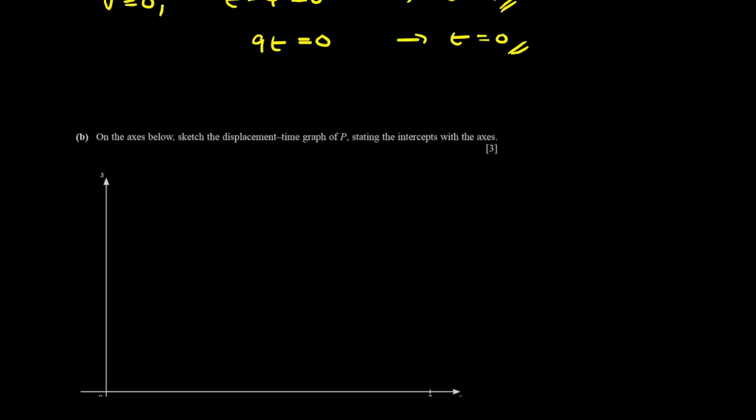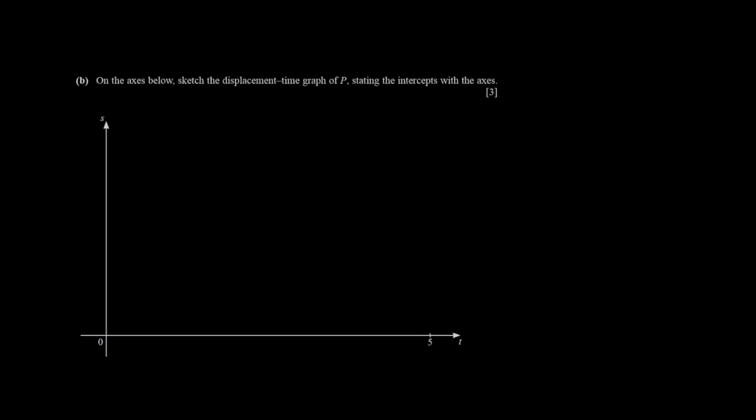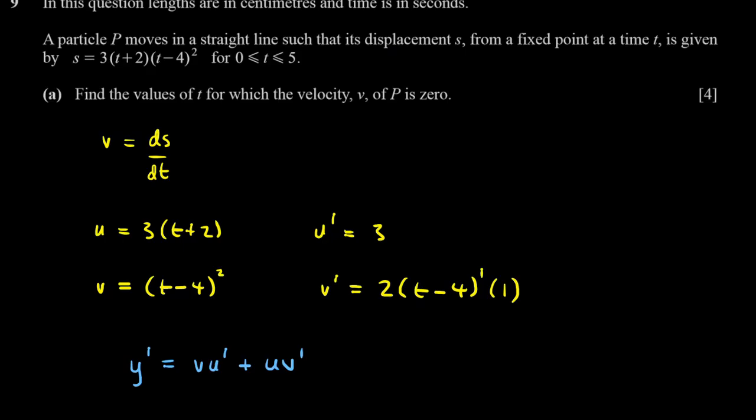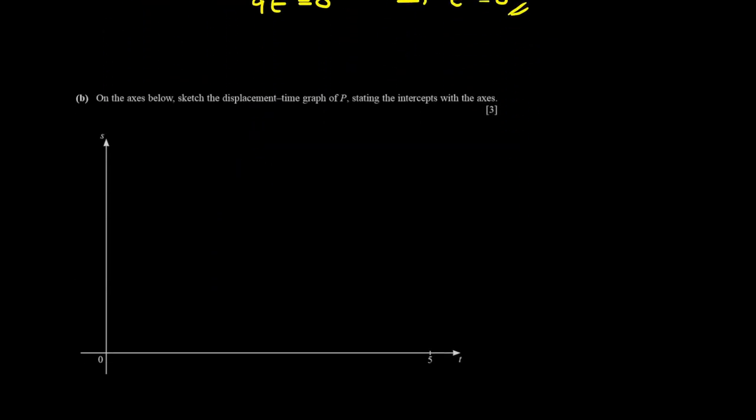All right, then, on to part B. On the axis below, we want to sketch the displacement-time graph of P. Well, what is our displacement? Our displacement is this thing here, 3 bracket t plus 2, t minus 4 squared. Let me just write that down. s is equal to 3(t plus 2)(t minus 4) all squared.